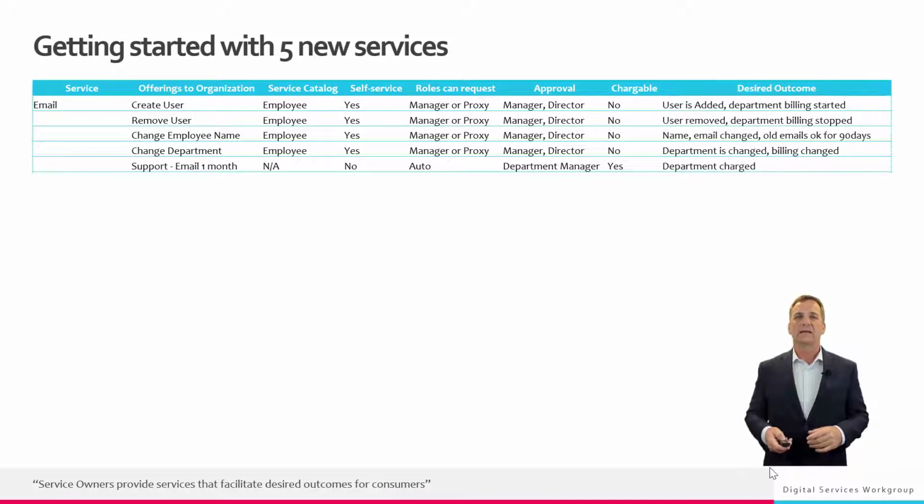And lastly, what is it that we want to come of this? What are our desired outcomes? That's the 101 version of a service catalog item thought process. Let's take a quick look at a few more examples.